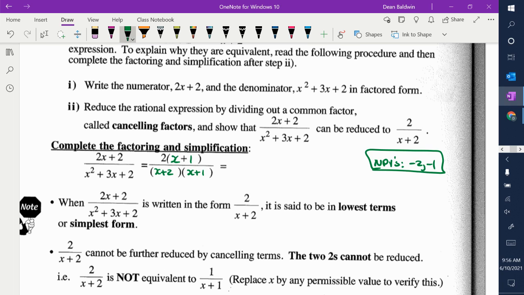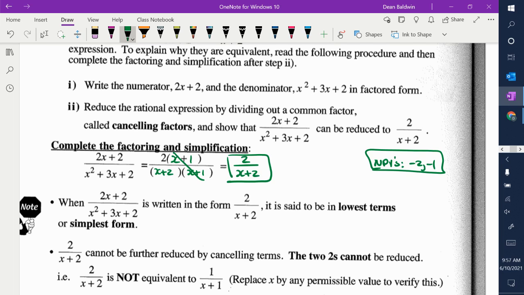Then you can cancel. You can only cancel factors, i.e. you can only cancel what's in the brackets. If there's one bracket over another bracket and they're the exact same, you can cancel. So what can I cancel here? X plus 1 goes bye-bye. So I'm left with 2 over x plus 2, and that is your answer.